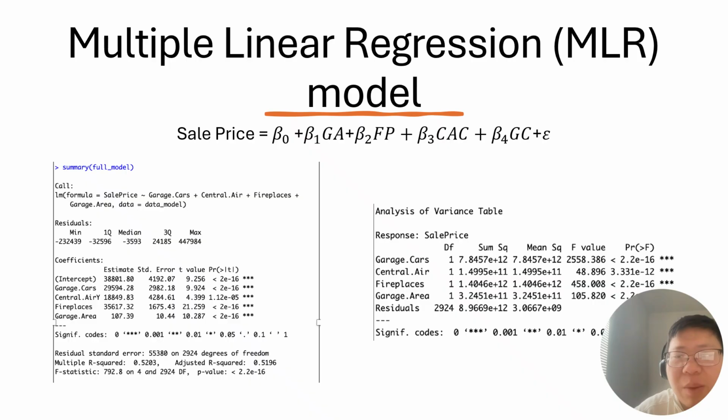Here I fitted the MLR model. The coefficients for all four predictors are statistically significant and show a positive impact on sale price. The F-test also shows a highly significant overall model. GC and GA show the strongest two effects.